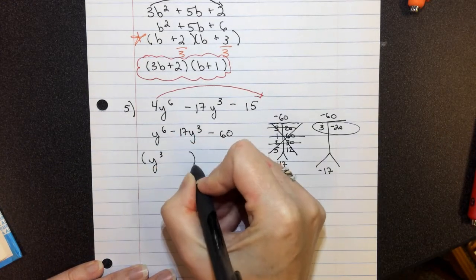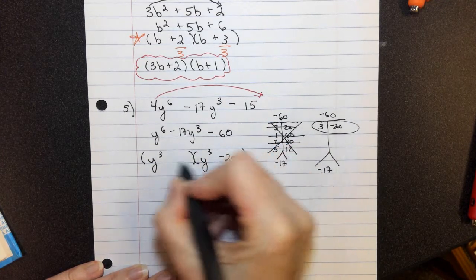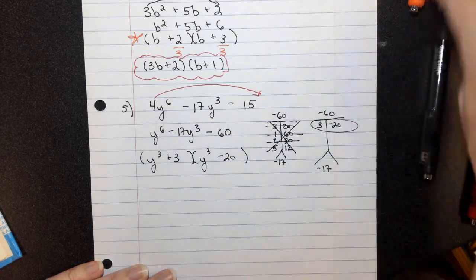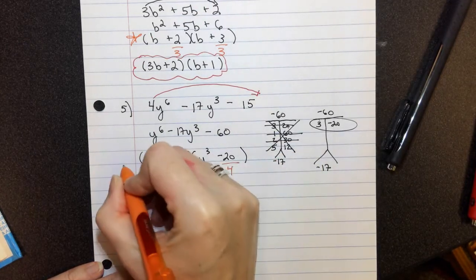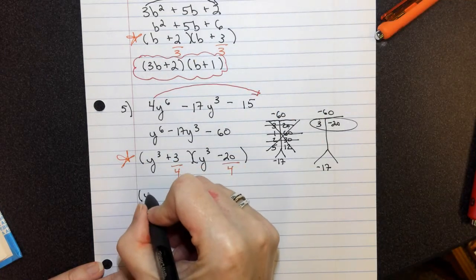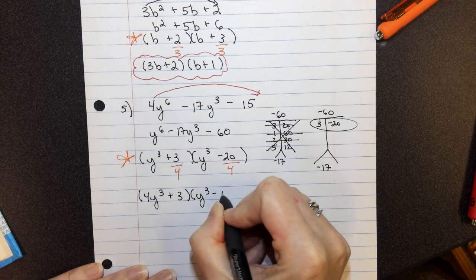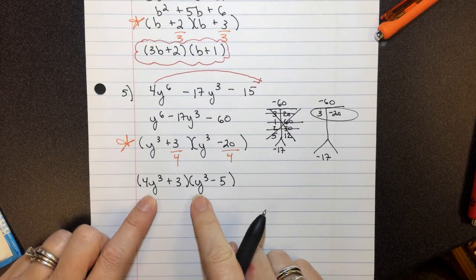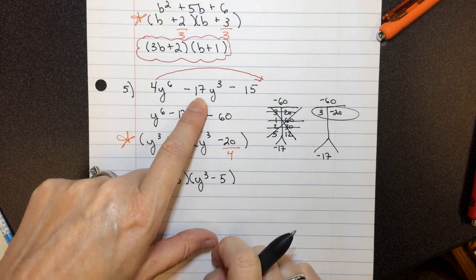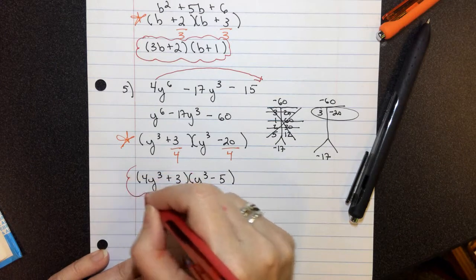Y to the third. Y to the third. Remember your rules on exponents. Minus 20 plus 3. Don't forget we multiplied by 4, so I'm going to divide out by 4 now. So I have 4y cubed plus 3, y cubed minus 5. Let me check. 4y to the 6th, 3 and negative 20, negative 17. 3 times negative 5 is negative 15. And that is my final answer.